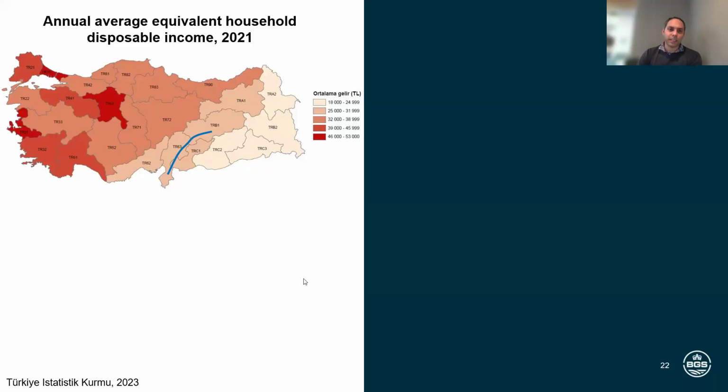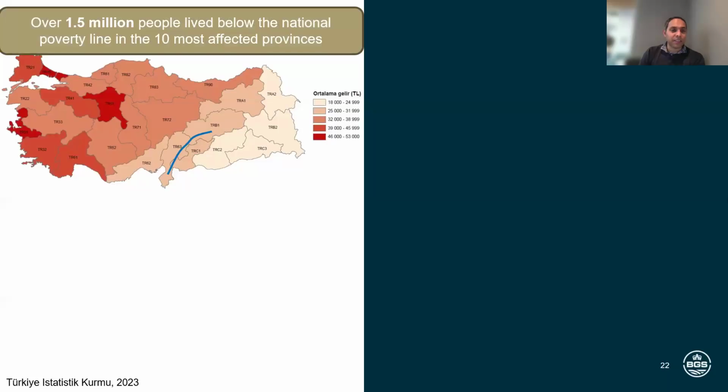How about social vulnerability? Let's go back to Turkey. This is a map of the disposable income in Turkey by region. Red colors are areas where there's a high level of disposable income, i.e., there's wealthy people, and pale colors are where there are poorer people. And this blue line is a quick estimate of where that big earthquake happened. So in the 10 most affected areas in that earthquake, 1.5 million people lived below the national poverty line, i.e., poverty was concentrated down in that region.